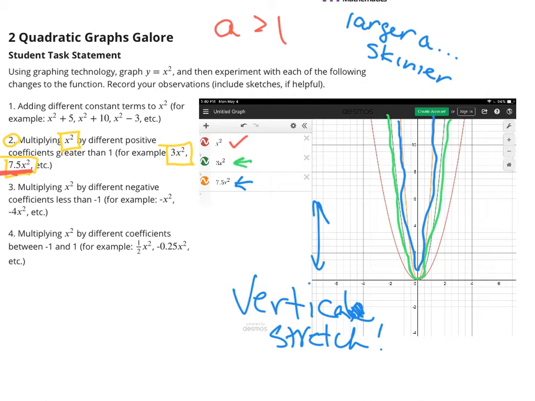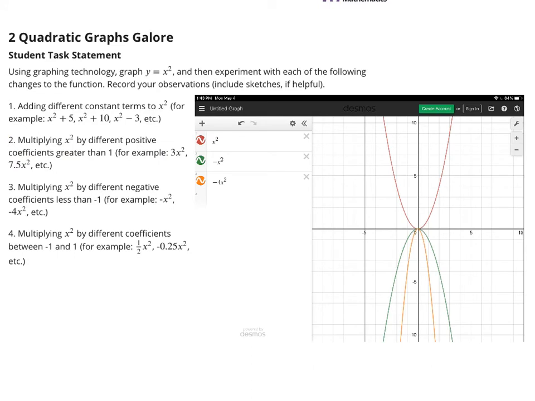So let's try a few negatives. I've drawn another graph. We're on number 3. Here I'm multiplying x squared by different negative coefficients, a negative x squared and a negative 4x squared. What we get is we go from a happy parabola when the A term is positive to a sad one when the A term is negative. The parabola opens up, the parabola opens down.